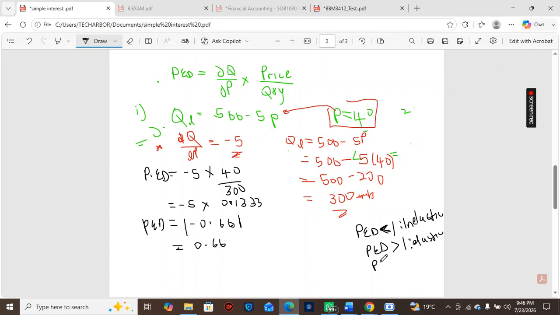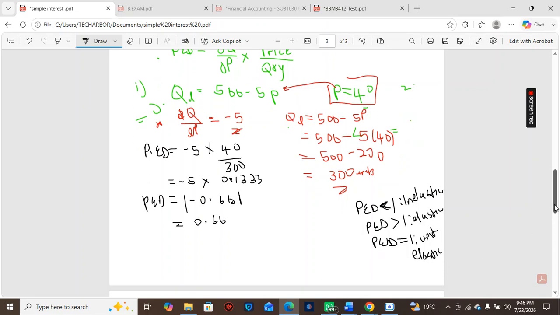Okay? And when your price elasticity of demand equals 1, it's unit elastic. When we say unit elastic, colleagues, it means if price increases by 2%, quantity demanded will drop by 2%. Price and quantity are changing at the same rate. If price increases by 10%, quantity demanded will drop by 10%. But in real life, it's really hard to find goods with demand that is unit elastic.